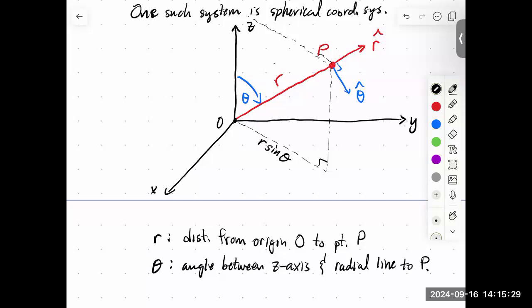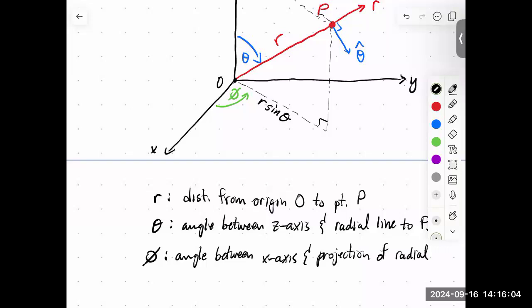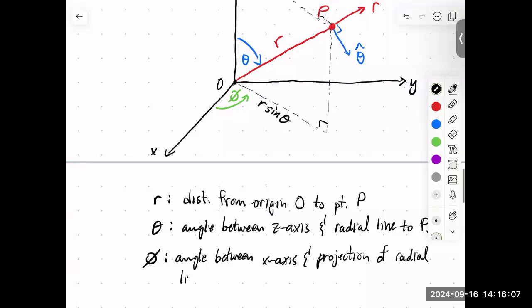Okay, so our third coordinate is going to be another angle, and it's going to be phi. And this is the angle that's measured from the x-axis to the projection of the radial axis in the xy plane. So phi is the angle between the x-axis and the projection of the radial line into xy.